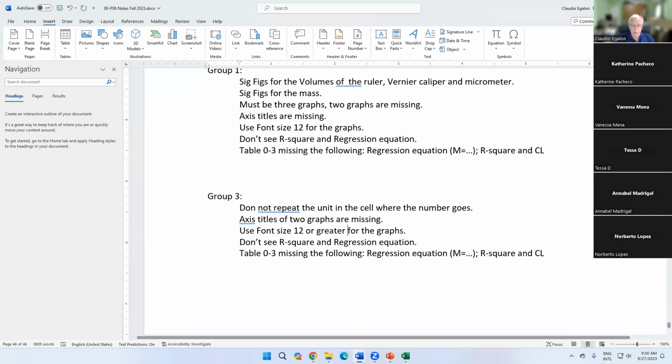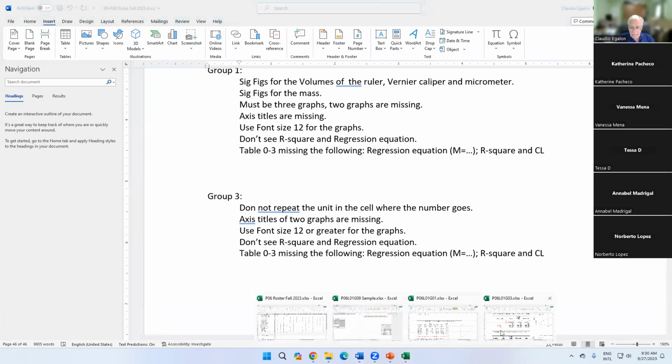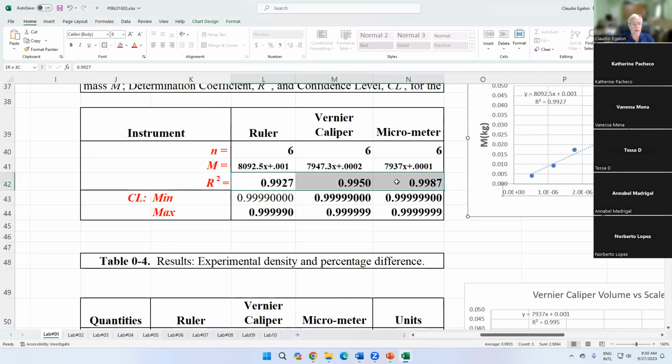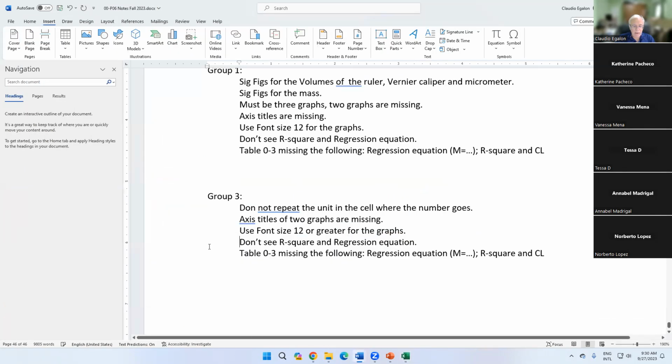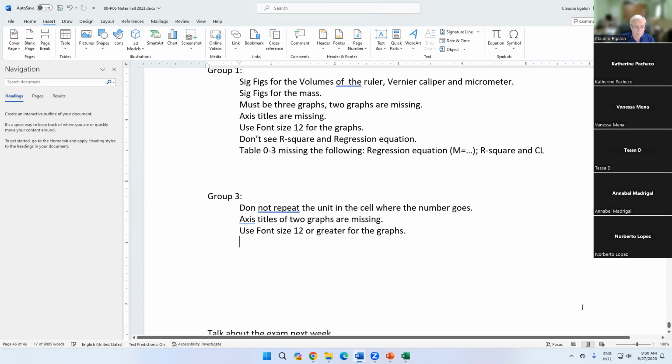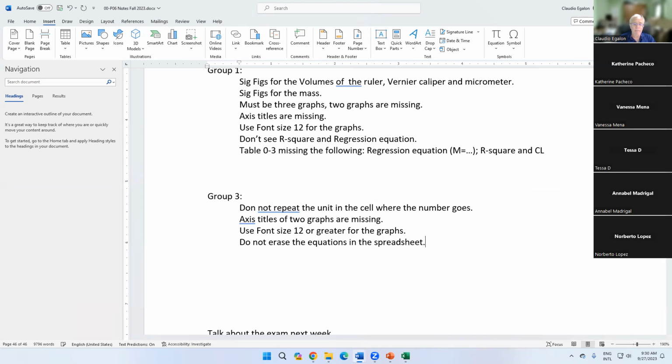The graphs. We do have R squared there. Yeah, you put this R squared, you have the CL. Okay. And the other thing that I recommend: do not erase the equations in the spreadsheet. Do not erase the equations in the spreadsheet, right? If the spreadsheet is not displaying a number in there, that's because there's something wrong that you did, right? Do not.